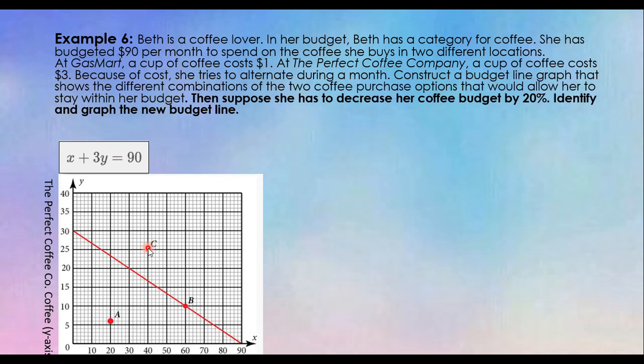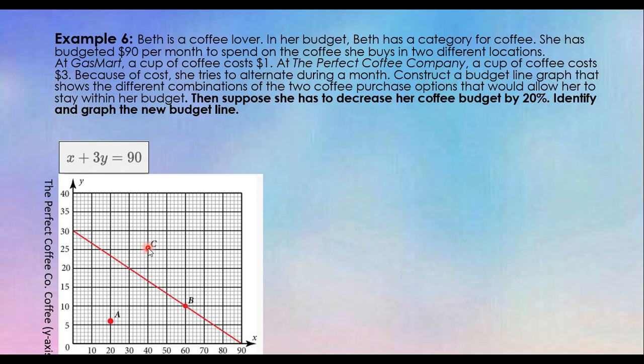And the last part of this question says, suppose she has to decrease her coffee budget. Her student loan payments start coming in. They roll in, and she's like, "Oh shoot, I need to start paying those off." So after evaluating, she's like, "Okay, I can cut back on my coffee by 20% because I'm a little excessive." And maybe she noticed she hasn't been reaching her budget. She's always been under budget, so she is decreasing her coffee budget by 20%. Identify and graph the new budget line.